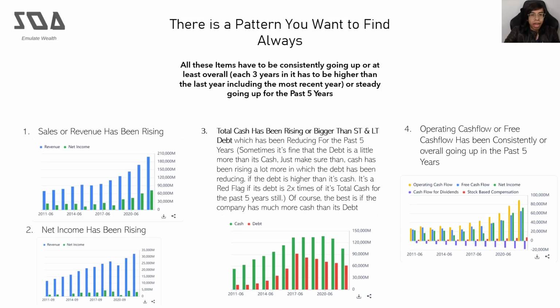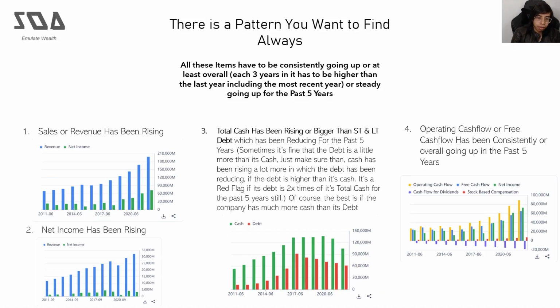Now, total cash has to be rising or bigger than the short-term and long-term debt it has, which can also be reducing for the past 5 years, which is even better. Sometimes, though, it's fine that the debt is a little more than its cash. Just make sure in that case that the cash has been rising a lot more, while the debt has been reducing. If the debt is higher than its cash, as long as the debt is not 2 times more than the total cash they have for the past 5 years, you'd still be fine. But if that's the case, that's a red flag, and that's probably not something that you want to get into.